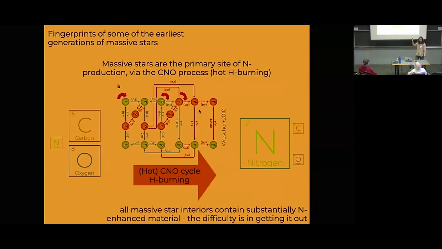One thing that I think is fairly uncontroversial, though, is that if you want to get this enrichment pattern, an overabundance of nitrogen relative to oxygen and carbon, it's very hard to do this without massive stars. Massive stars are one of the best places, perhaps the primary place, that we're producing nitrogen. This happens via the CNO cycle, hot hydrogen burning, where we convert carbon and oxygen into nitrogen very quickly. This means that all massive stars that are hot enough to burn via the CNO cycle, which is all massive stars, have a bunch of nitrogen-enriched material from the onset of hydrogen burning locked up in their cores. The difficulty is just getting it out.